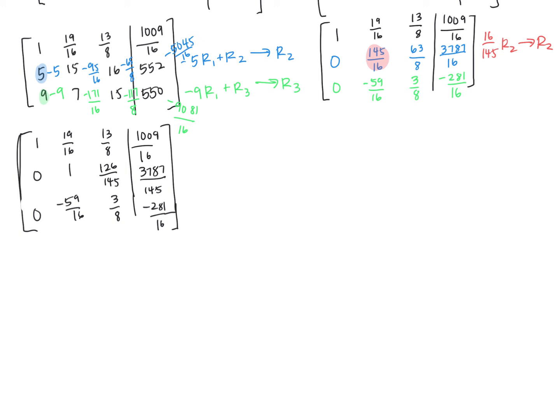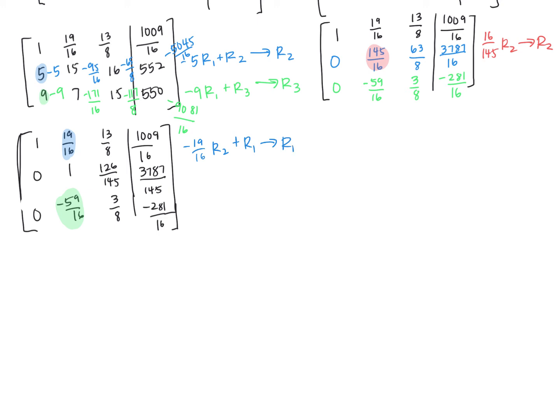So now, once I have the 1 in position A22, my goal is to get a 0 above and below that 1. So this 19/16, I want that to be a 0. And this negative 59/16, I want that to be a 0. So let's see what I can do to make the 19/16 be a 0. So I want to multiply the row with a 1, that would be row 2, by the opposite of what I want to 0 out. So negative 19/16 times row 2, I'm going to add that to row 1 and replace row 1.